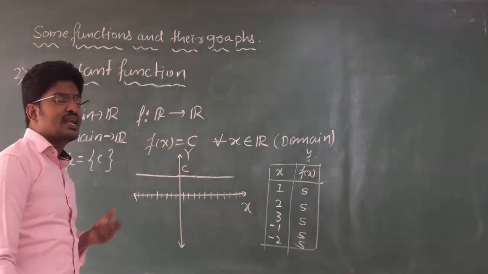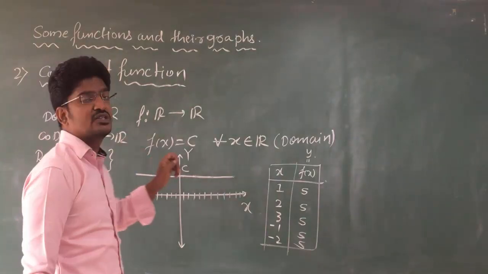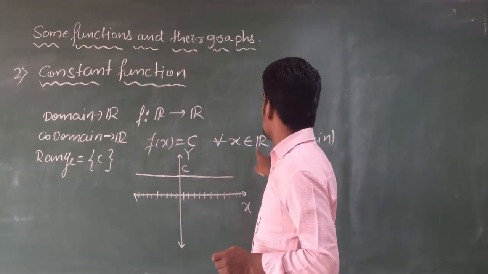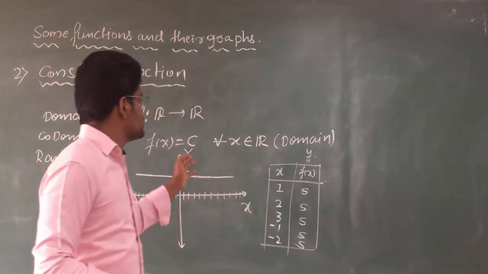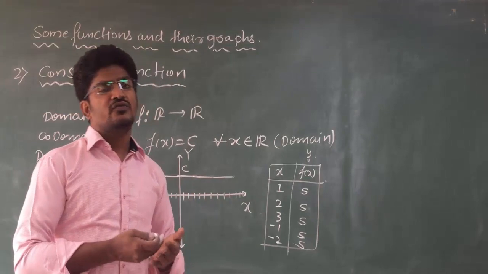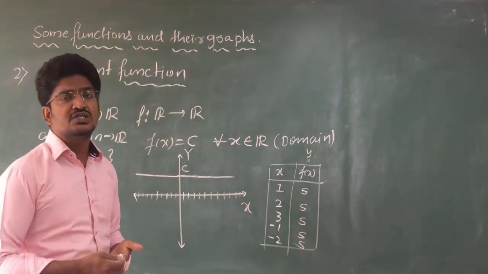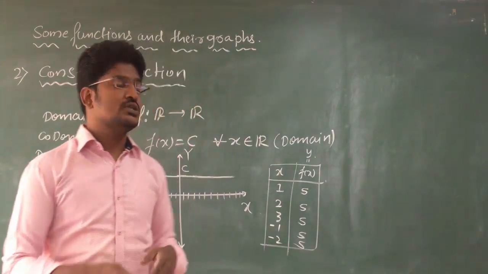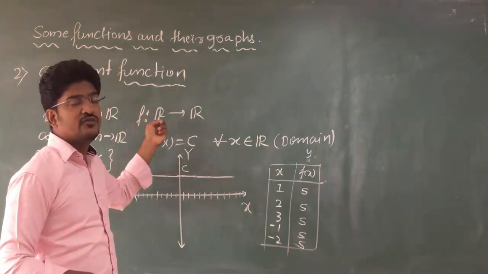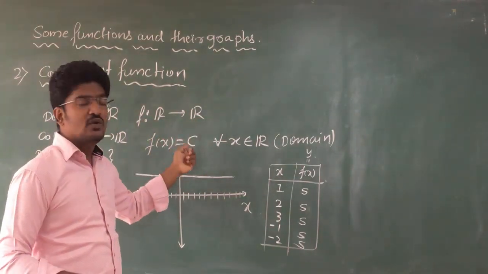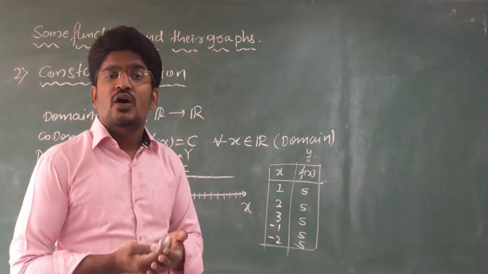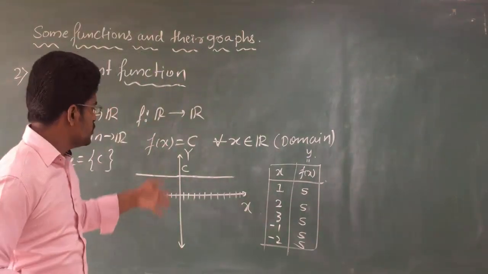Now you can write it in definition form also. Let f be the function defined from R to R, defined by f of x equal to C, for every x belongs to R. Such type of function is called constant function. You can write it in your own words. Don't copy from your textbooks. You remember this. Looking at this, you define your own. Let f be the function from R to R, defined by f of x equal to C, for every x belongs to R, that is domain. Such type of function is called constant function, and the graph you may draw it.